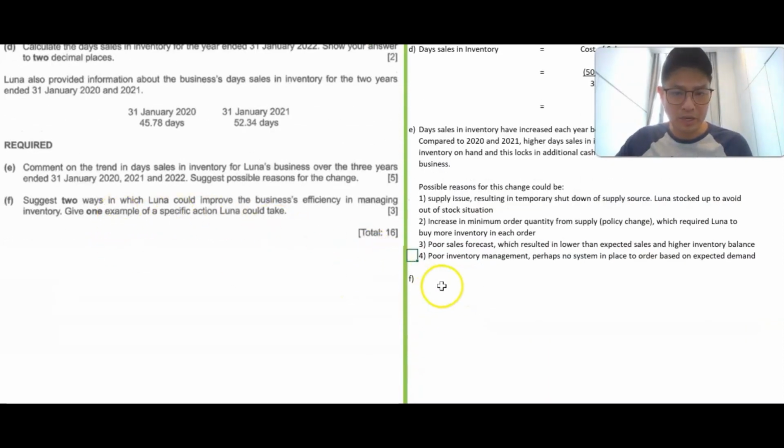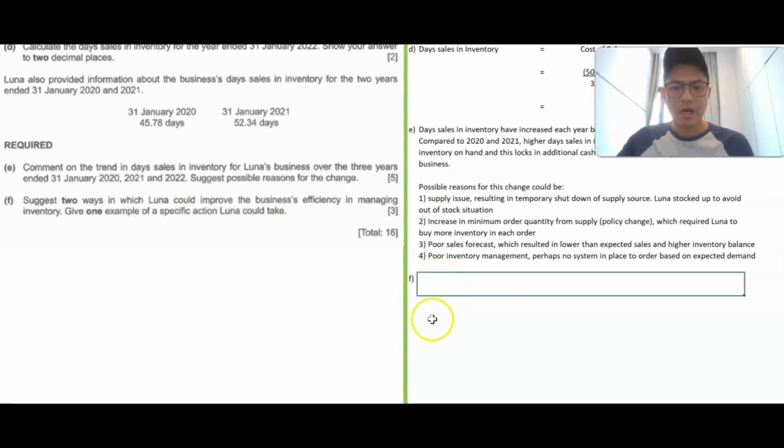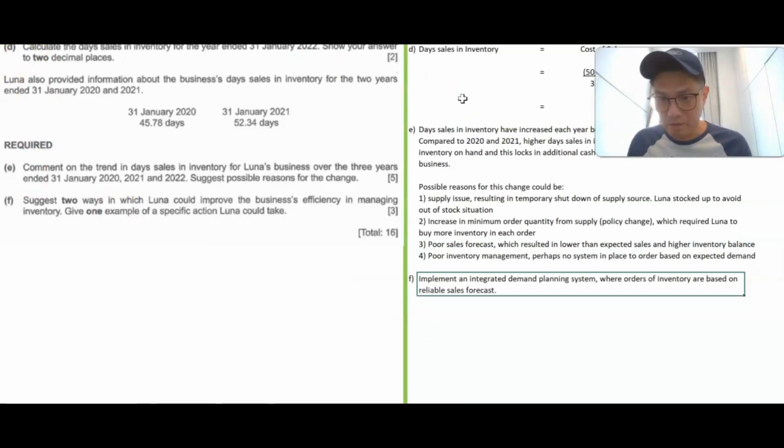So suggest 2 ways where you could improve the efficiency of managing inventory. The first one that I put in here is to implement an integrated demand planning system, whereby your orders are based on reliable sales forecasts that take into account what's happening in your promotional campaign, what's happening in the competitive landscape and stuff like that. Okay.